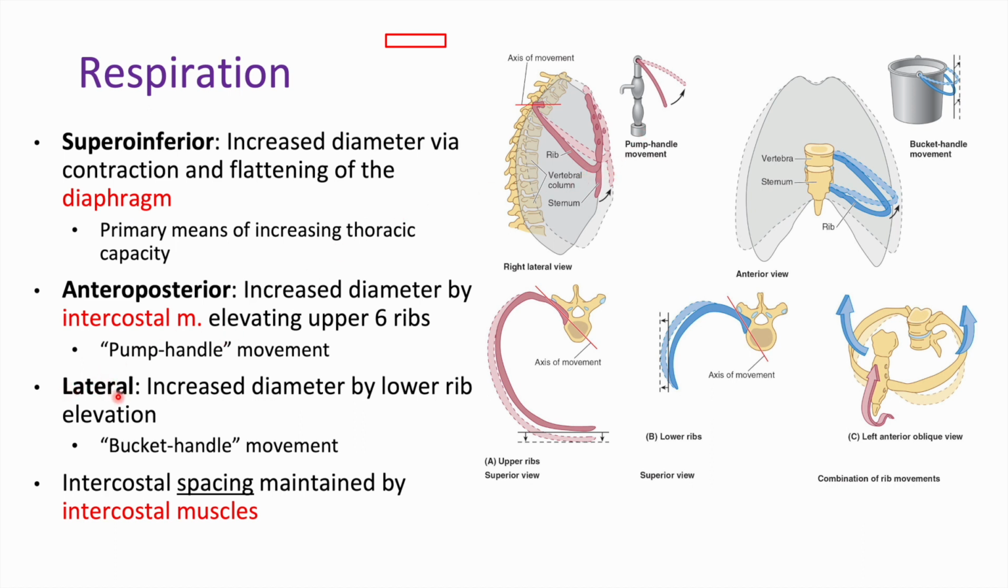We can also have lateral movement, which is described as this bucket handle movement. And what that's going to do is increase the diameter by lower rib elevation. So the lower ribs will get elevated like this. And finally, intercostal spacing is going to be maintained by our intercostal muscles. So the spacing between all of the costals is going to be maintained by these muscles. And that's really important to keep the ribs properly spaced as we're breathing.